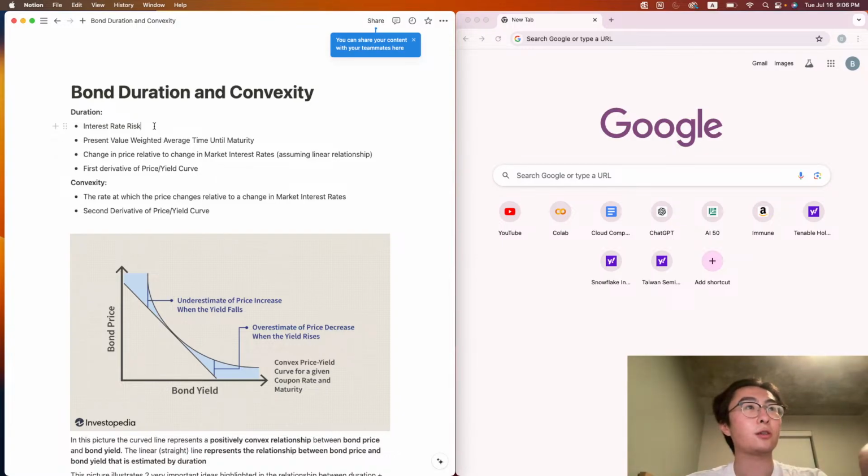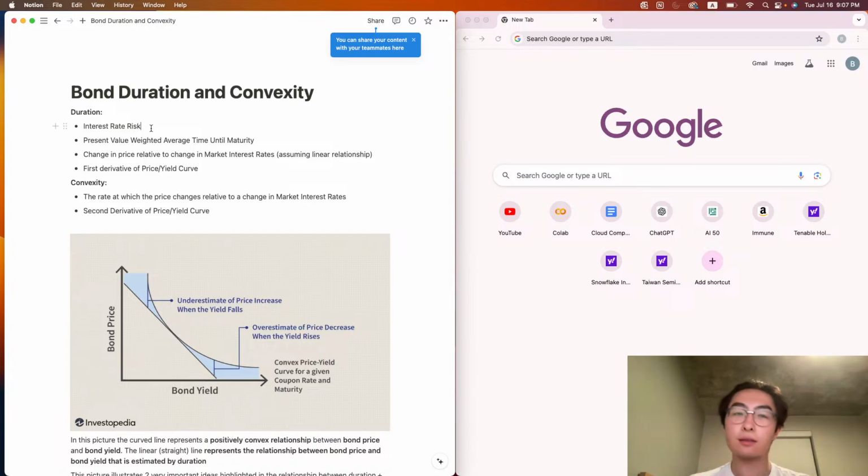So, interest rate risk: you can think of duration as how risky a bond is to changes in interest rates. Let me say that one more time: how sensitive a bond's price is relative to changes in market interest rates. Market interest rates can usually be thought of as the target federal funds rate, which is highly correlated with the effective federal funds rate, which is what banks lend to each other on an overnight basis, I believe.